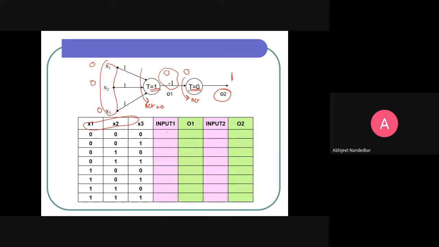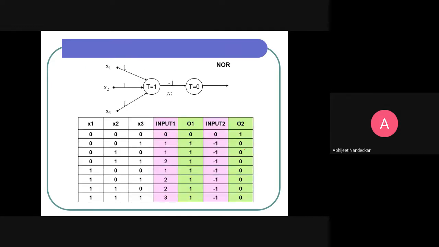So input here is 0. Output here is 0 for the first neuron. Then this 0 gets multiplied with minus 1, so this is 0, and finally output is 1. So if you calculate for the remaining combinations, it will look like this. So this is the complete table.